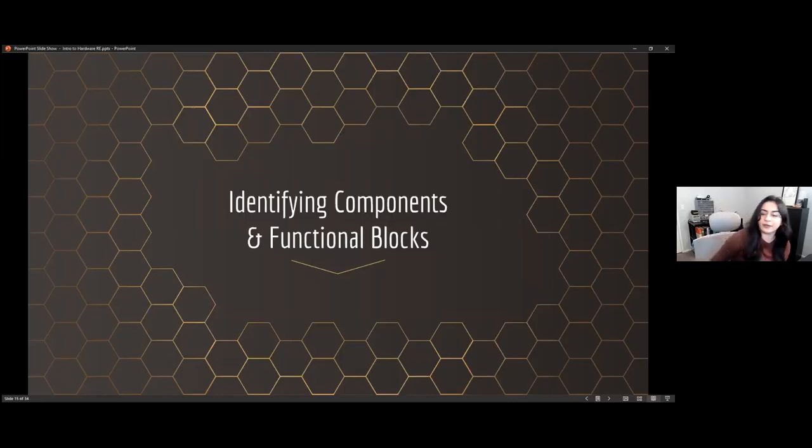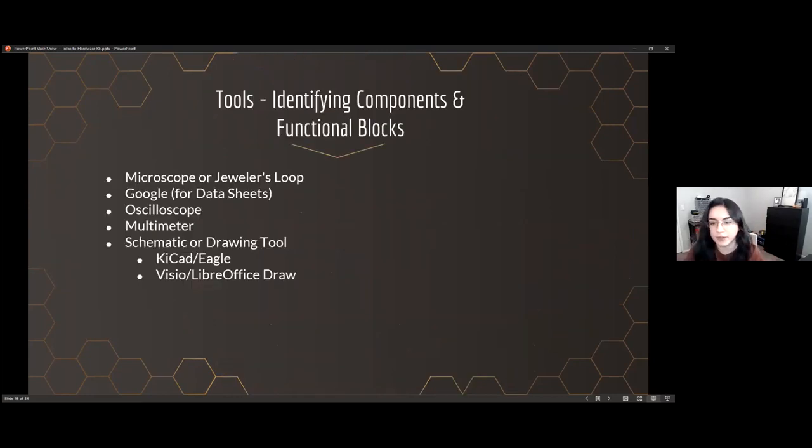Okay. So identifying components and functional blocks. For this step, you're going to need a microscope or jeweler's loupe, because a lot of components are very small. I haven't splurged on a microscope yet, so I just have a jeweler's loupe, and that's fine for me.